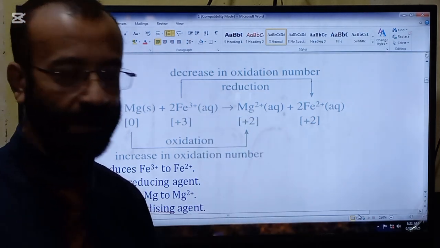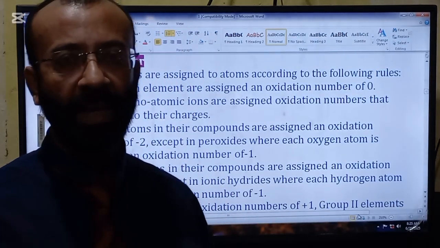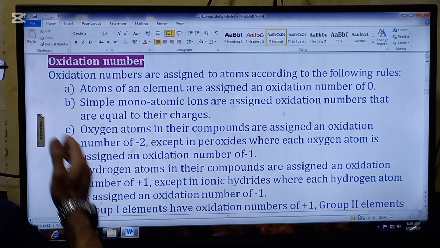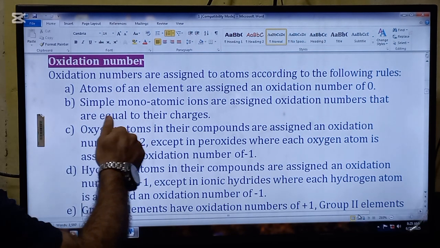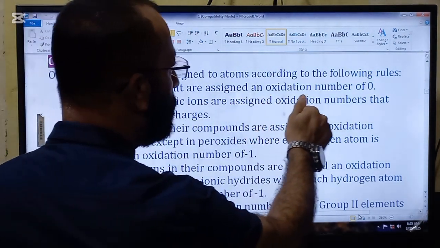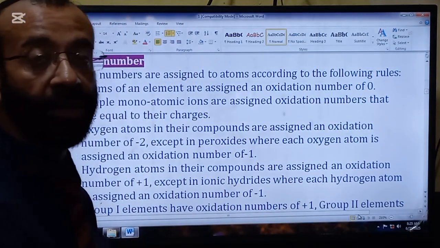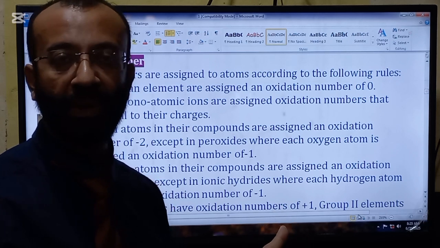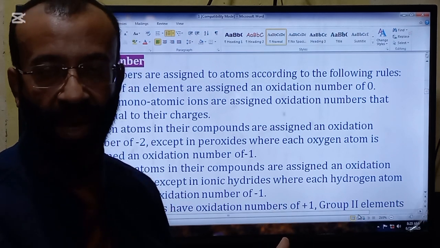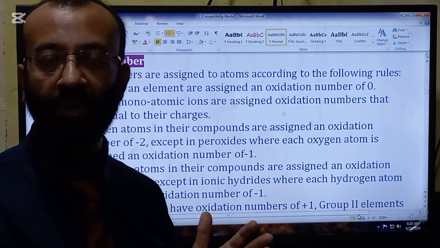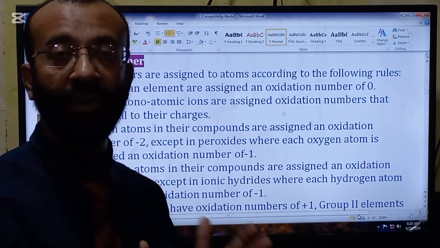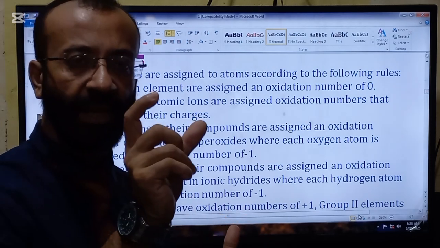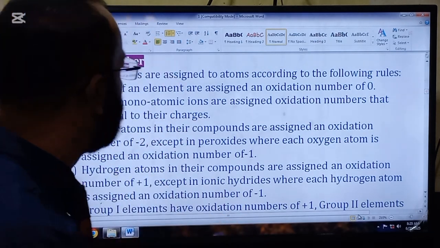your concepts more clear. The next topic that we are going to read in the topic of redox reaction is oxidation number. Oxidation numbers are assigned to atoms according to the following rules. So concentrate yourself. You have to learn and understand these rules, because these rules will be applied in solving the numerical questions, because numerical questions also come in the paper in which you are required to find the oxidation number of any one of the atoms present in the compound. So concentrate yourself, we are going to start.